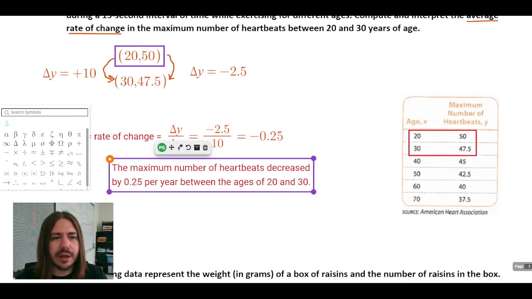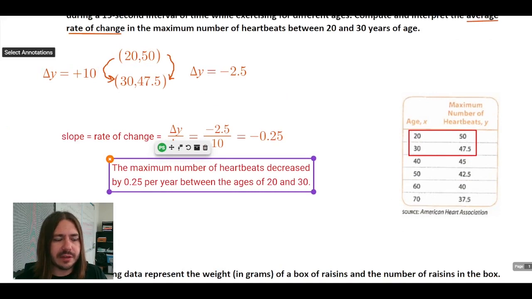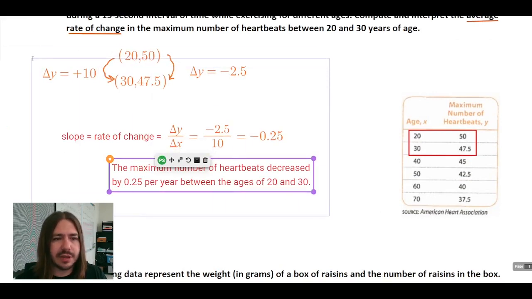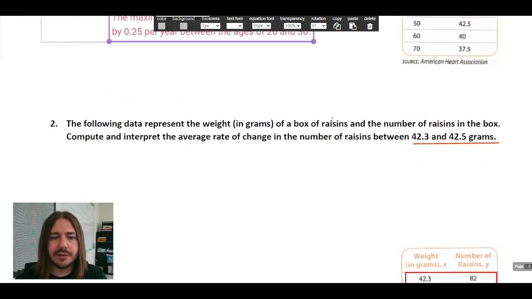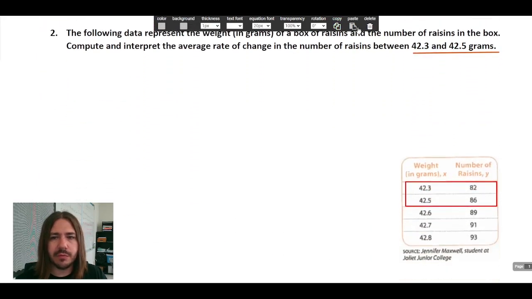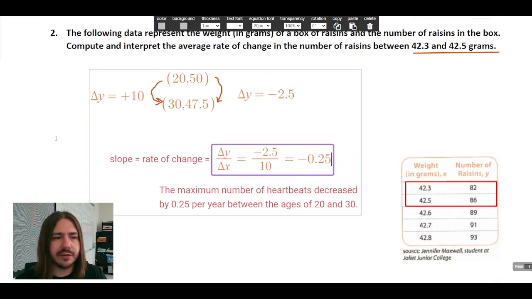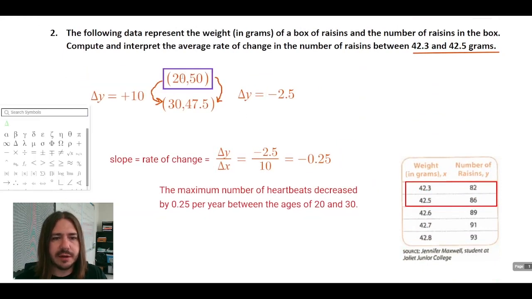So we're going to do the same thing that we did in the last problem. I'm just going to copy and paste this to save a little bit of time, because the format of how I'm going to answer this question should be basically the same. It's just that my data points are going to be different, with these raisins. When the box weighs 42.3 grams, we are expecting 82 raisins.